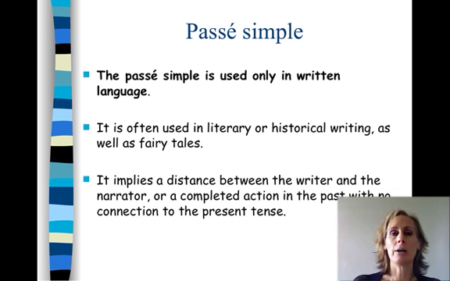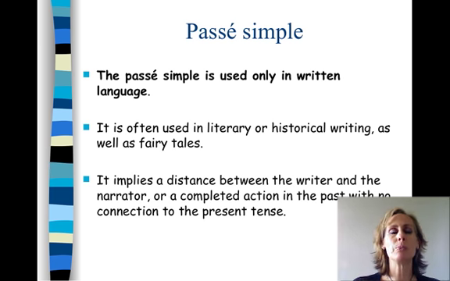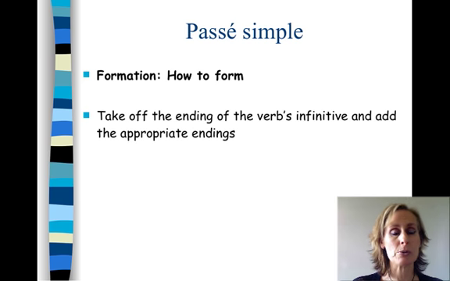When you're writing a literary work or historical piece, you will use the passé simple and the imparfait. So the passé simple will be used to describe your completed actions, and your imparfait, again, to describe your ongoing actions or for your descriptions.